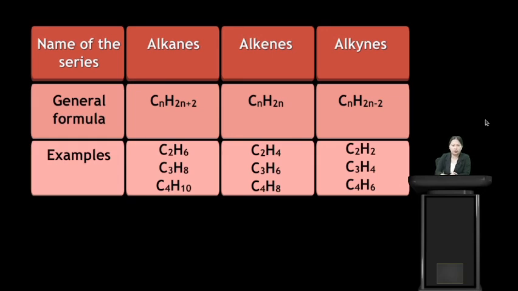So if you know the number of carbon atoms, or if you know the value of n, you can bring out the general formula. You can write the chemical formula or the molecular formula for different alkanes, alkenes, or alkynes. Some examples of alkanes are C2H6, C3H8, C4H10. Examples of alkenes: C2H4, C3H6, C4H8. And examples of alkynes: C2H2, C3H4, and C4H6.